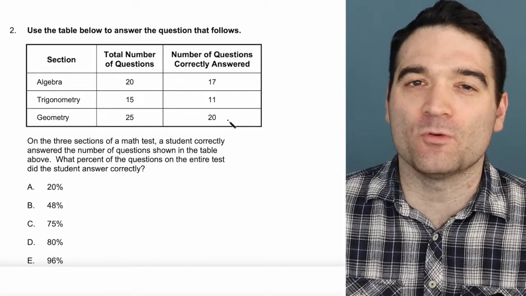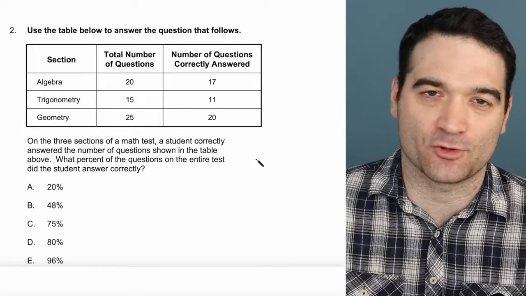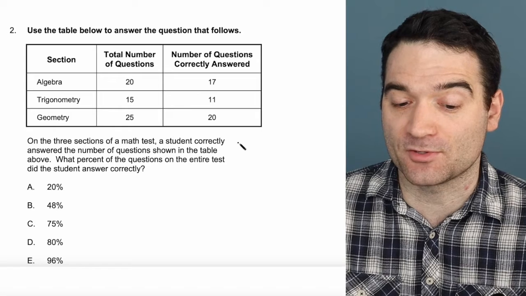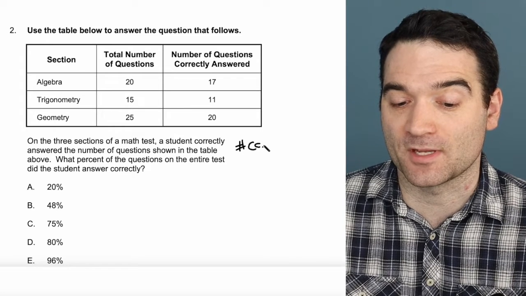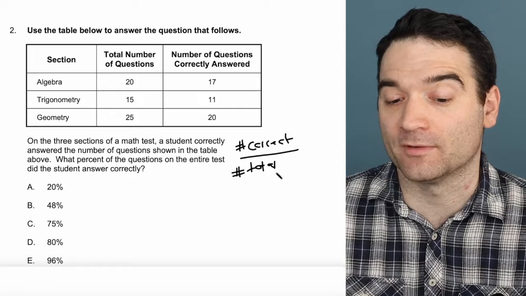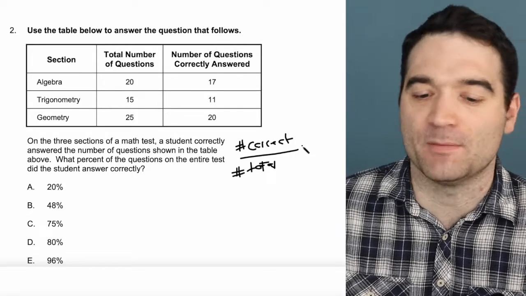Okay, well, remember that to find the fraction or share of questions answered correctly, or the percent of questions answered correctly, we're going to have to find the total number of answers correct, so I'll say the number correct, divided by the total number overall, right? The total number of questions, period.